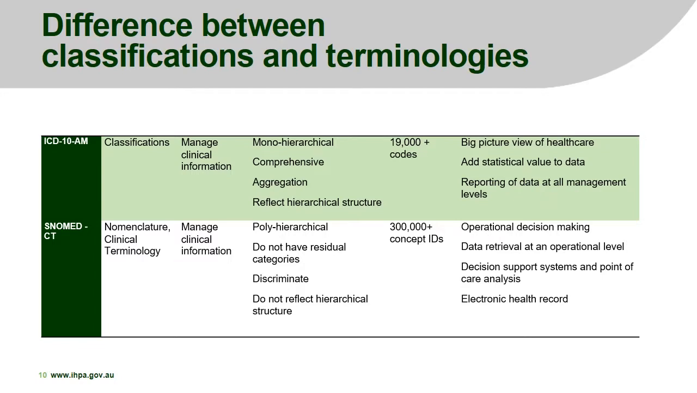Classifications in healthcare provide a big picture view of that healthcare, they add statistical value to data, and they provide reporting of data at all management levels. Terminologies provide operational decision making, data retrieval at that operational level, decision support systems and point of care analysis, and they can also be used in the electronic health record.